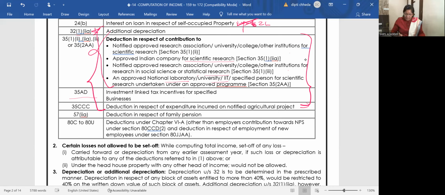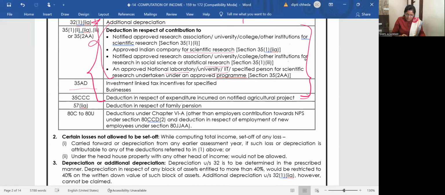Yes or no? Right? Sure. Come to income from other sources. Deduction in respect of family pension not allowed. How much was the deduction for family pension? I want the answer from you all.